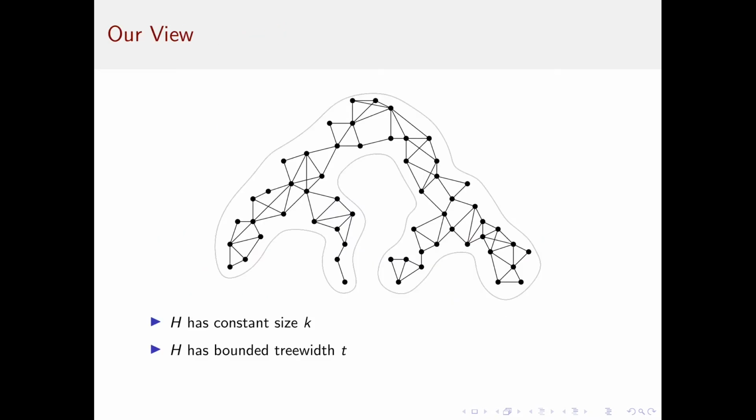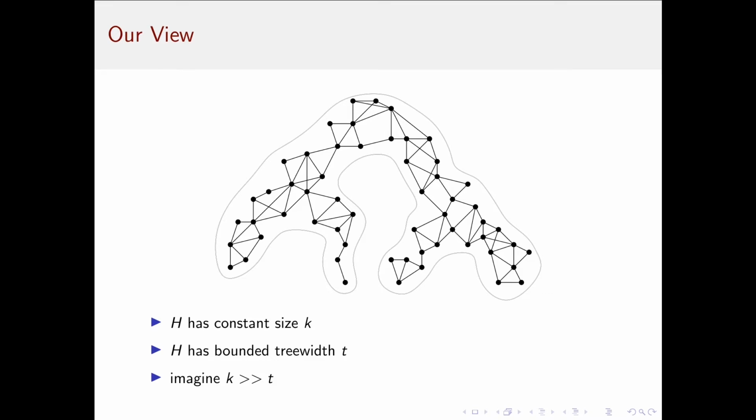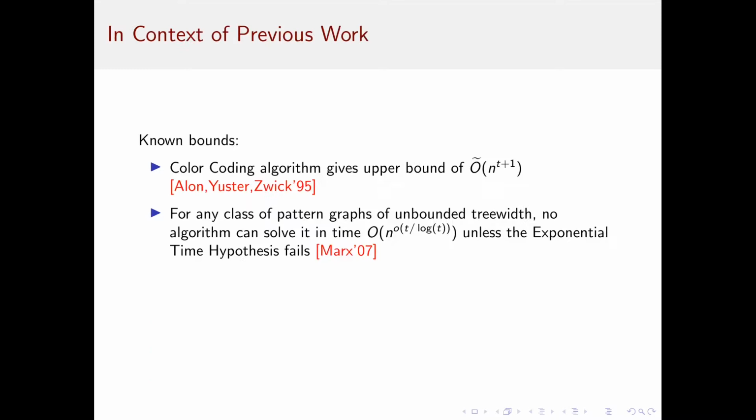Okay, and there are lots of interesting parameters you can look at for this problem, but one of the most interesting ones is the treewidth of the pattern graph. So we assume that our pattern graph has some constant size k, and that its treewidth is also bounded by some t. The way you should think about this is that k is much larger than t, so the treewidth of our pattern graph is comparatively small. This kind of problem comes up often in practice.